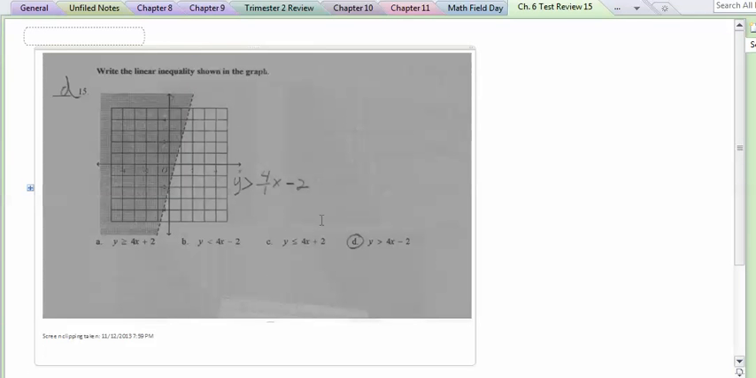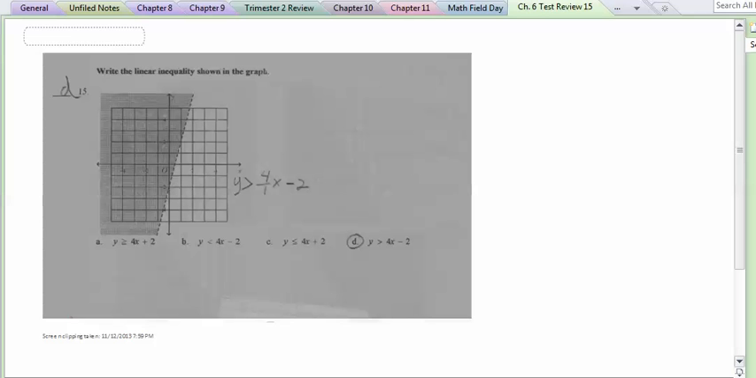Okay, number 15 is a little different. It's giving you a graph and they want you to find the inequality that matches. Okay, one thing I know, it's a dashed line, so I'm going to get rid of the ones that would make a solid line. I'm going to get rid of number A, because that's going to create a solid line, and I need a dashed line. And I'm going to get rid of letter C.